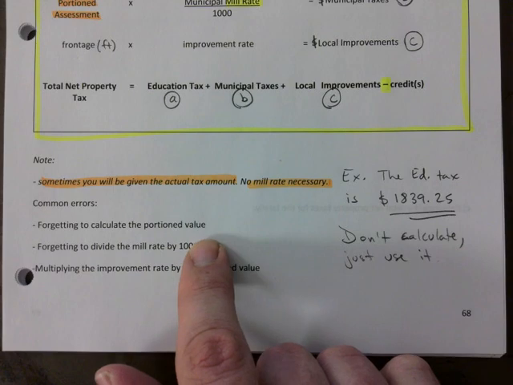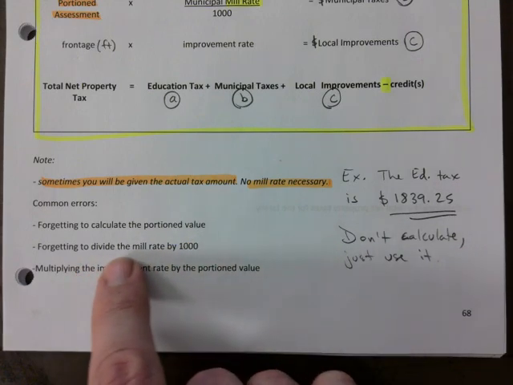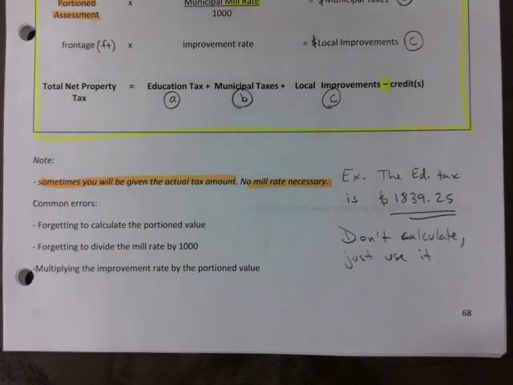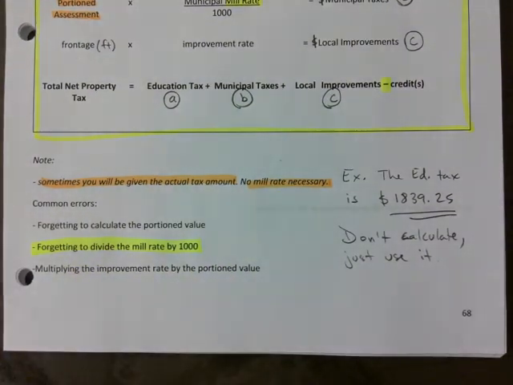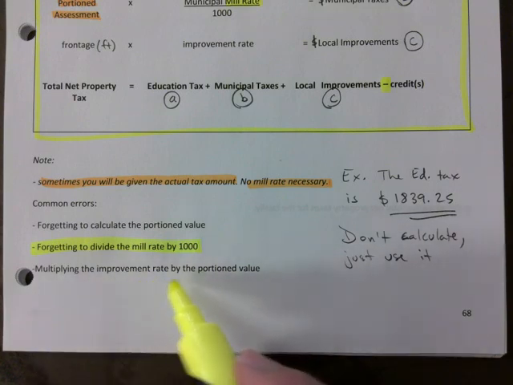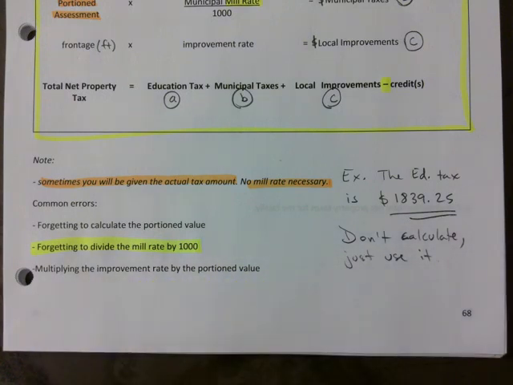Common errors. Forgetting to calculate the proportionate value. Forgetting to divide the mill rate by 1,000. That's probably the one worth highlighting. Multiplying the improvement rate by the portion value. That one isn't that common, so I'm just going to highlight the middle one there.